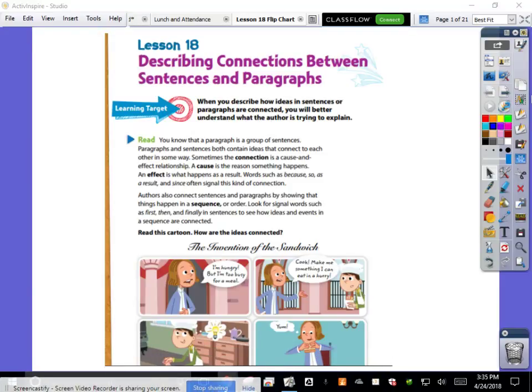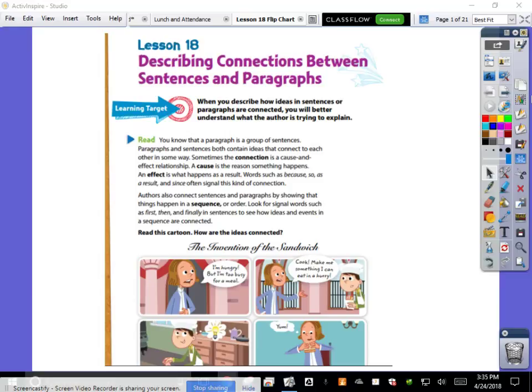All right. So this lesson 18 is describing connections between sentences and paragraphs. So you're going to learn some transition words and things like that because you just can't start every sentence with "the" or "I." You're going to have to learn to use some new vocabulary when you're writing. Right now, we're just writing one paragraph a week. We're going to expand on that soon.